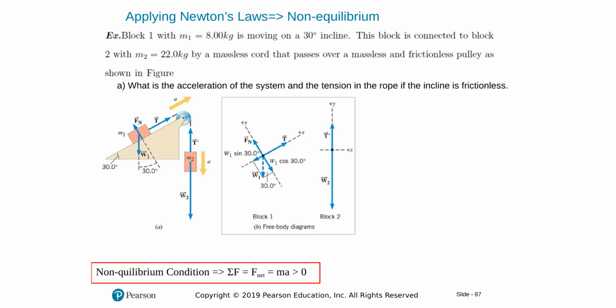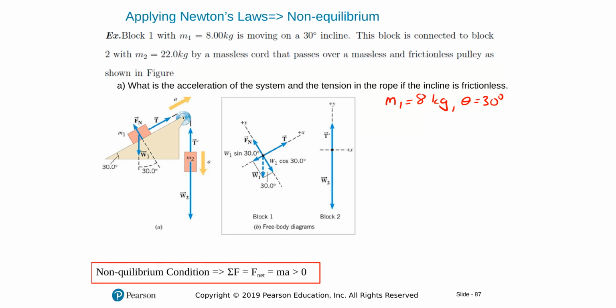Here we have block 1 with mass 8 kilograms. I'm going to write it over here: M1 is equal to 8 kilograms. And it's moving on an incline with a 30 degree angle, so I'm going to call that theta. It's on the picture as well. They are giving me a nice picture here. They are nice that way sometimes.